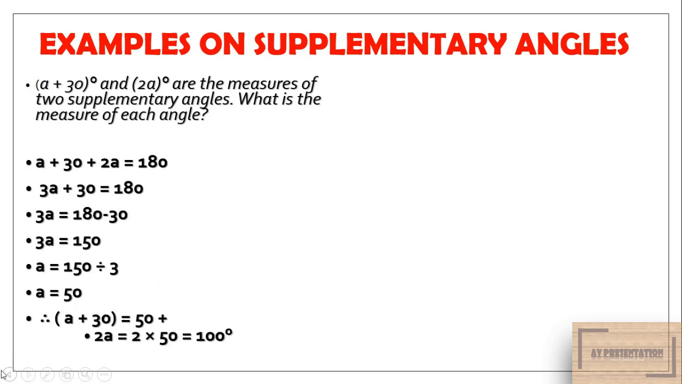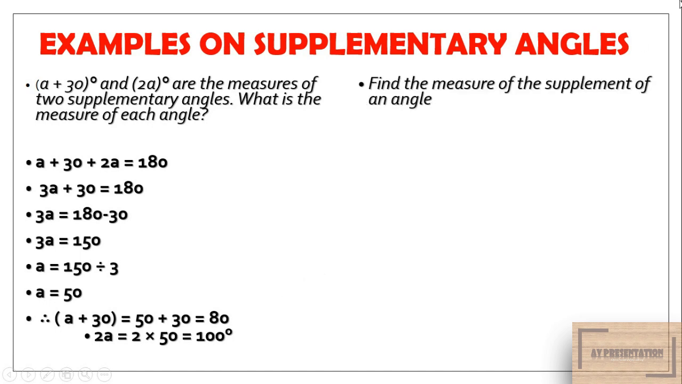Then a plus 30, where the value of a is 50: 50 plus 30 is 80. Then the second angle measure is 2a. So 2 multiplied by the value of a, which is 50. 2 multiplied by 50 is 100. 80 plus 100 means 180. One angle measure is 80 degrees and the other angle measure is 100 degrees.